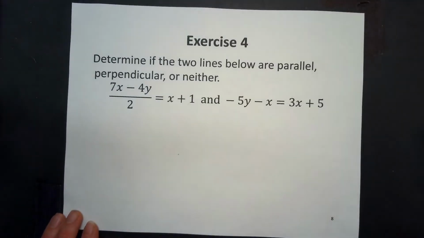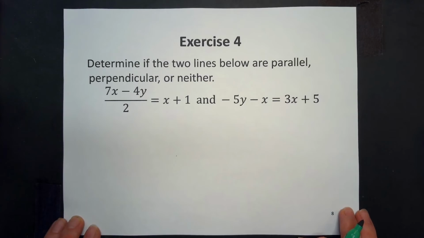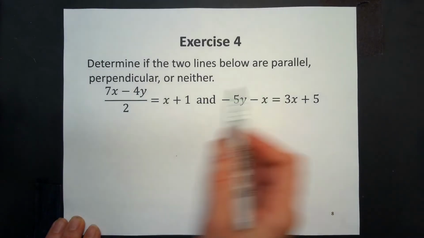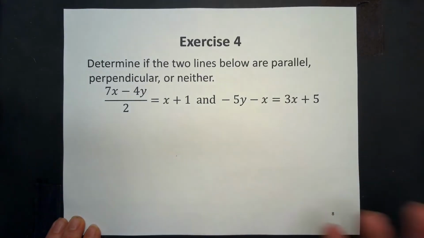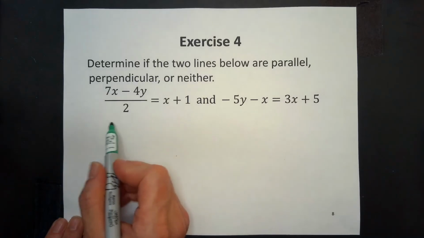And the last example, on exercise 4, it says, determine if the two lines below are parallel, perpendicular, or neither. And here they didn't give you something already in slope-intercept form, so you can't just tell. Here you have to put it in slope-intercept form to find the slopes. So you do the first one over here.